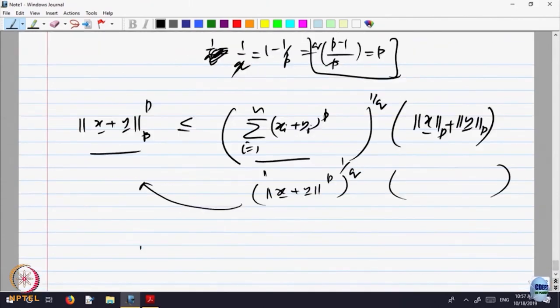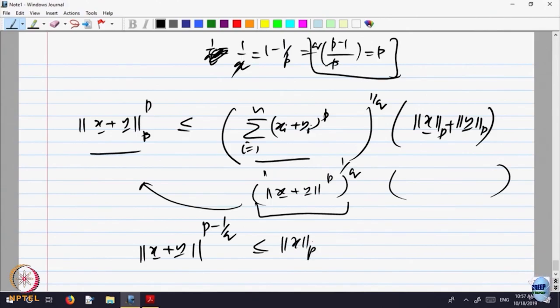So, what do you get? Norm of x plus y raised to power p minus 1 over... and on this side, divide both sides by this term. So, when you divide, what you will get is less than or equal to... Is it okay? This is to the power p, and this is to the power p, raised to power p by q, sorry, not the same. Okay, so this is okay.